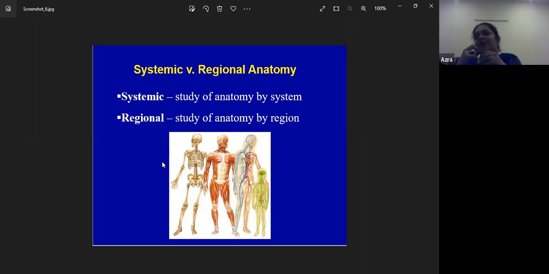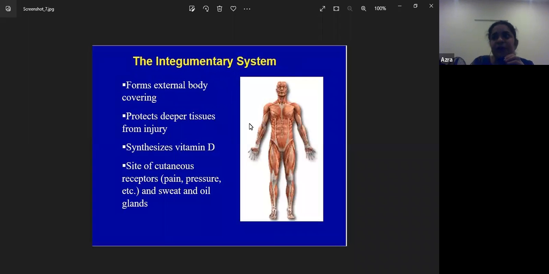So anatomy, systemic versus regional anatomy. Systemic is the study of anatomy by system, and regional is the study of anatomy by region.